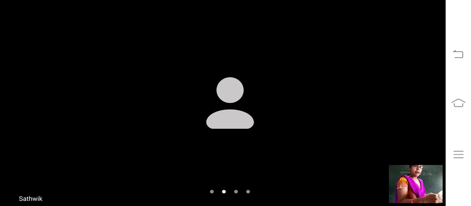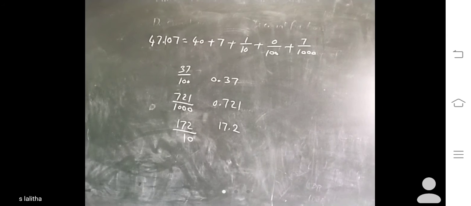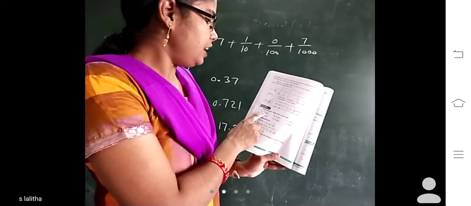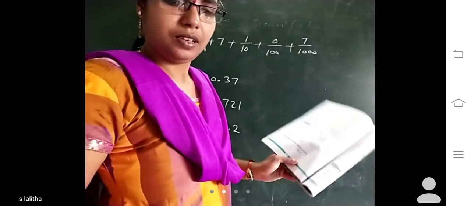Now see the page number 74. Page number 74. See here, Check Your Progress is given now. Write the place value of the circled digits. Write the place value of the circled digits. What is the circled digit here?